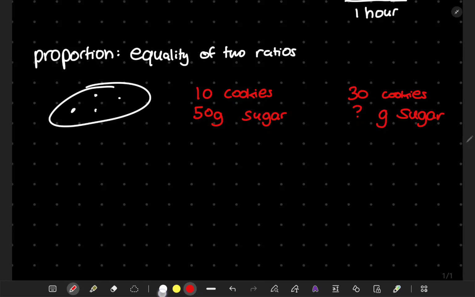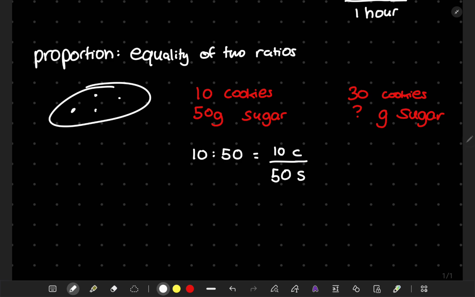So looking at these two scenarios, we're going to make them once more into a ratio or a rate, and then see how we can compare the two. Looking at this first one, we see that it's 10 cookies and 50 grams of sugar. So I'm going to write that as a ratio, 10 to 50. I can also write this as a fraction too. So I can say it equals 10C over 50S, S standing for sugar, C standing for cookie.